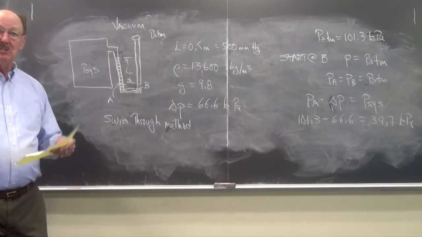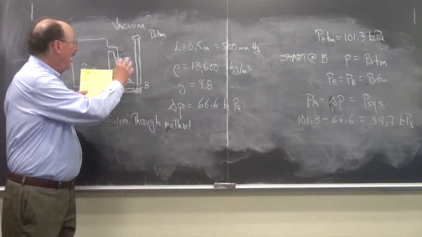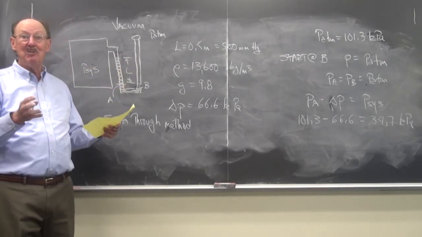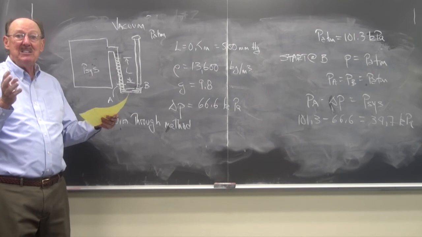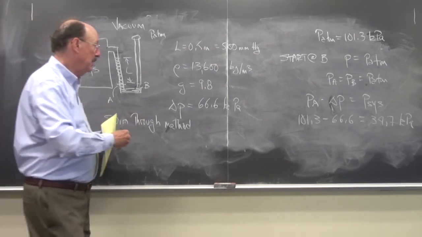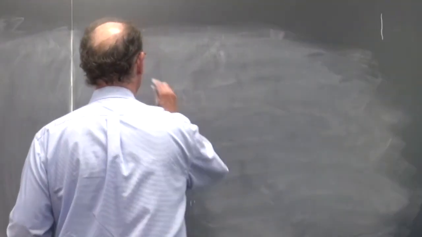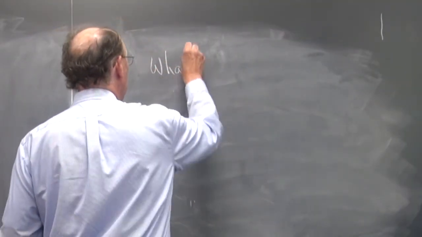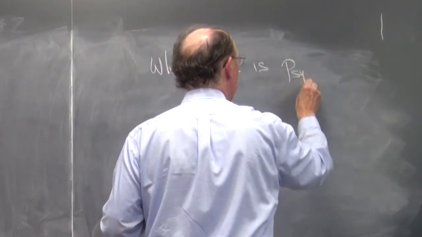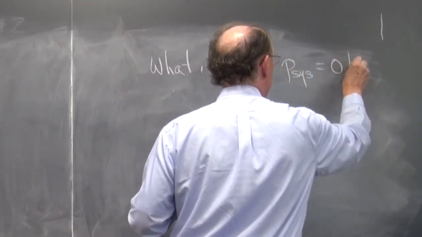So now the question, so this is with a vacuum pressure, how low can you go? I can go to 0. So what is the value of L if the pressure is 0? If P sys equals 0 kPa.